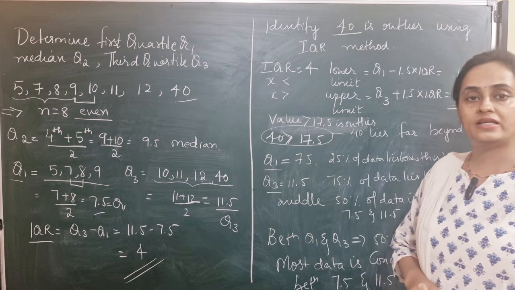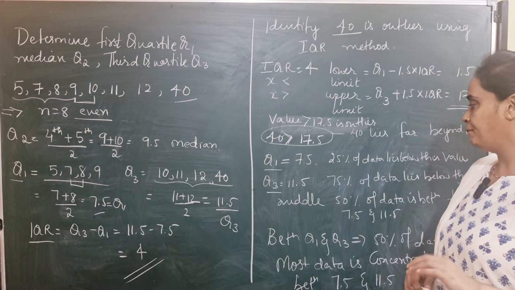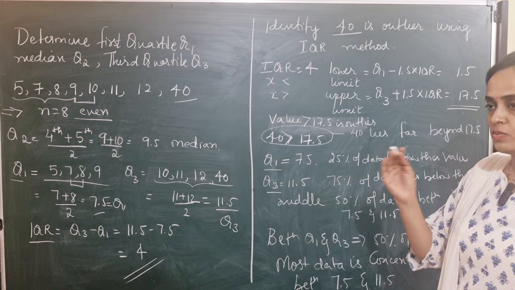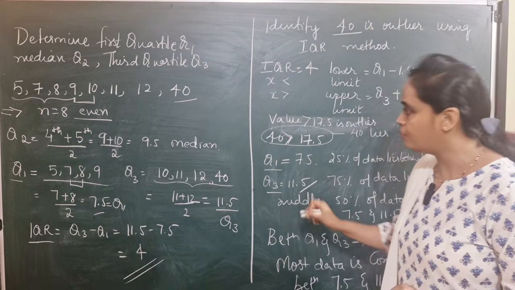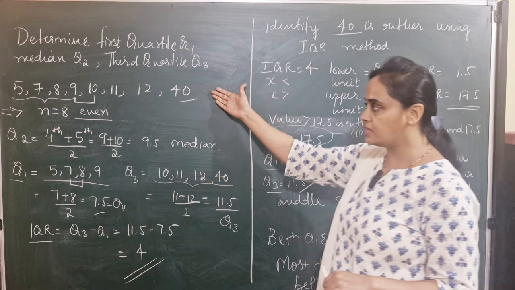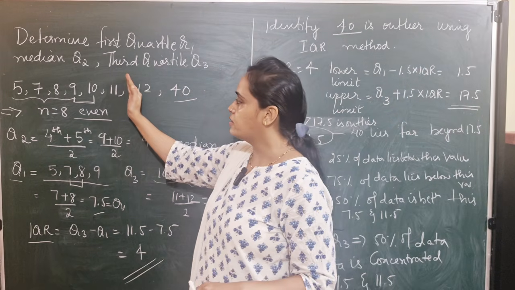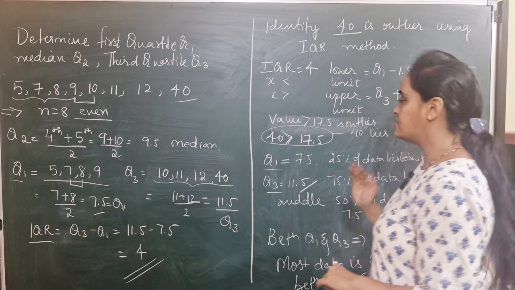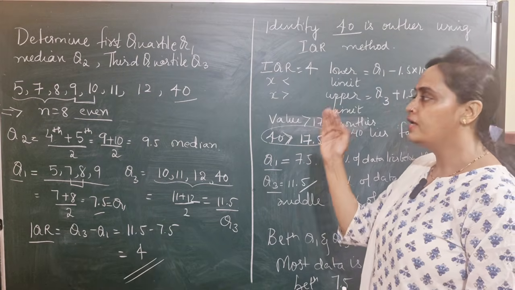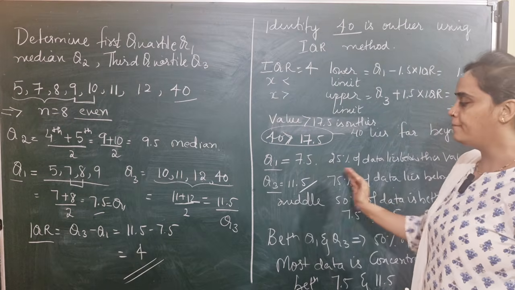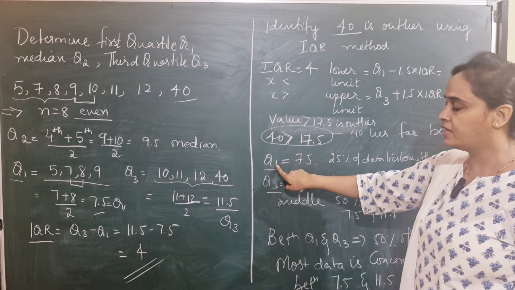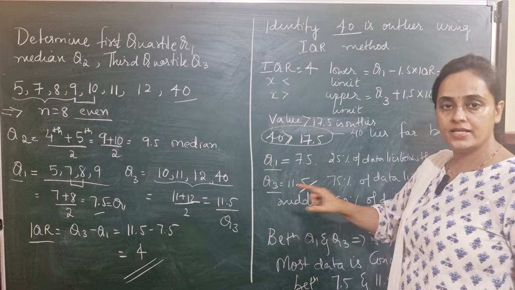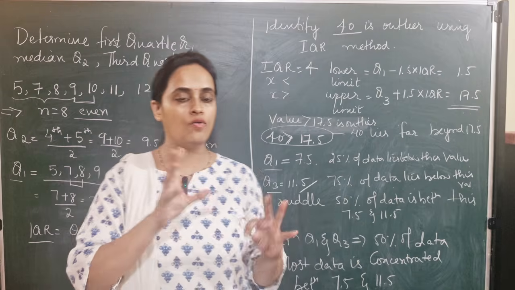Next is Q3, that is quartile 3. 75% of the data lies below this value. So Q3 says it is 11.5. Now if you see the data set, up to 11, almost 75% of the data is falling below this value. Therefore, Q1 indicates 25% of the data in the overall data set, and Q3 indicates 75% of the data in the overall data set.